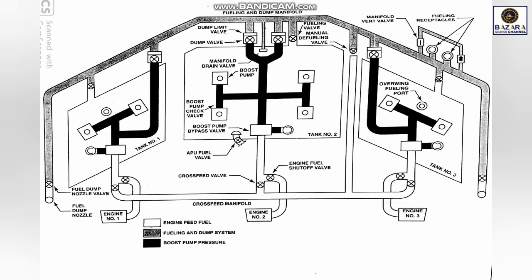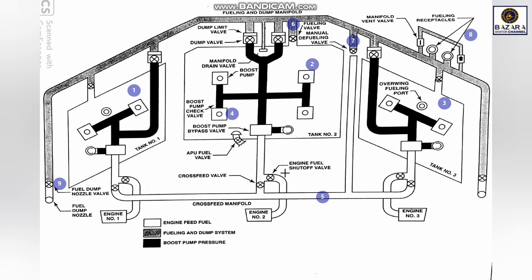Here we will cover the components of the jet transport aircraft, and it consists of 3 tanks. After that it consists of boost pumps and a cross-feed manifold, and it has a fueling valve and a defueling valve, and we have a fueling receptacle, and the last one is the fuel dump nozzle valve.